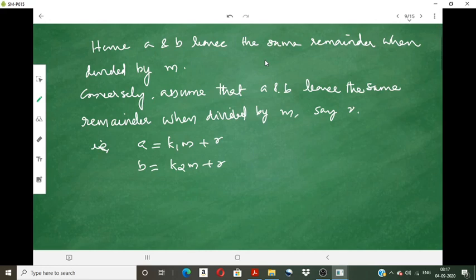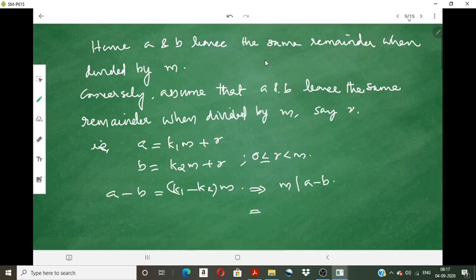So their difference, we can take the reference 0, and one more thing, 0 less than or equal to R less than m. So a minus b is equal to k1 minus k2 into m. So this implies m divides a minus b, which implies a is congruent to b modulo m.